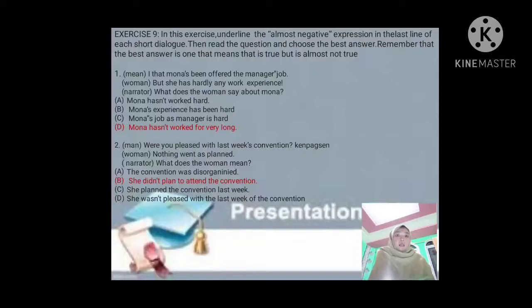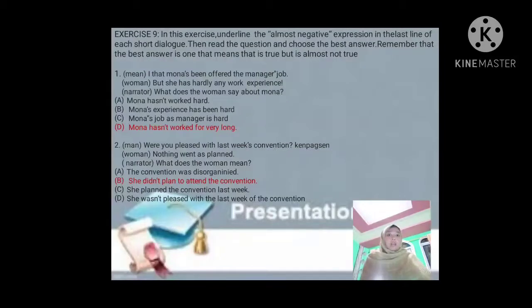Number 1. Man: Has Mona been considered for the manager job? Woman: Yes, but she has hardly any work experience. Narrator: what does the woman say about Mona? A. Mona has not worked hard. B. Mona's experience has been hard. C. Mona's job as manager is hard. D. Mona has worked for very long.